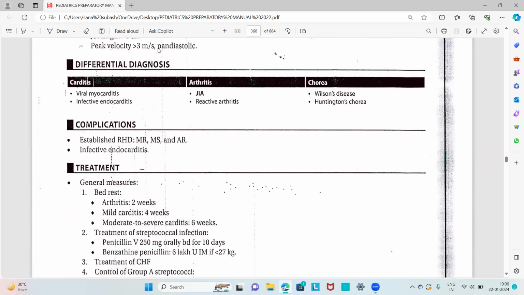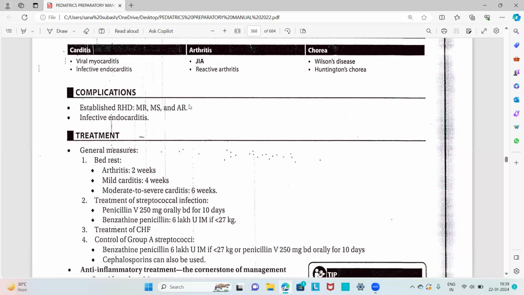Then what are the differential diagnoses of each of these features? For carditis, the differential diagnoses are viral myocarditis and infective endocarditis. In arthritis, juvenile arthritis, infective arthritis, then reactive arthritis. For chorea, Wilson disease and Huntington disease. So these are the differential diagnoses.